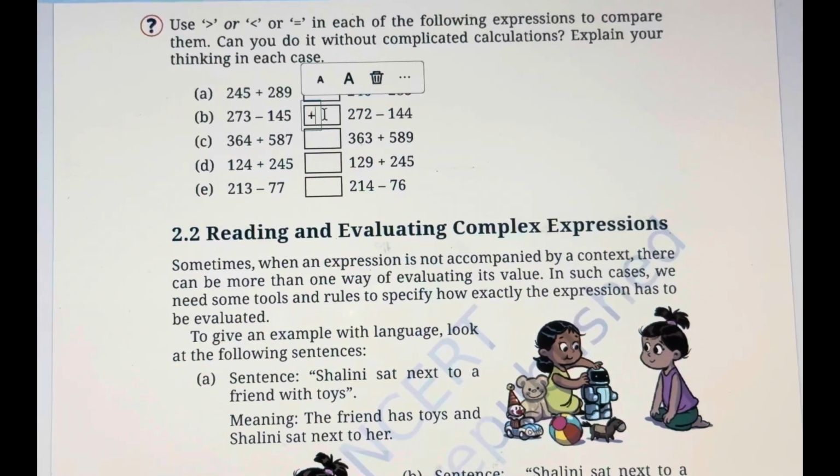Question number C. 364 plus 587 and 363 plus 589. So what do we do over here? We remove 1 from 364, we make it 363, and this becomes 588. So this is 363 plus 588, and on the right side it is 363 plus 589. So the right hand side one is greater.